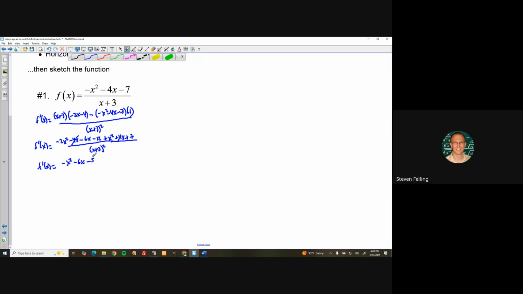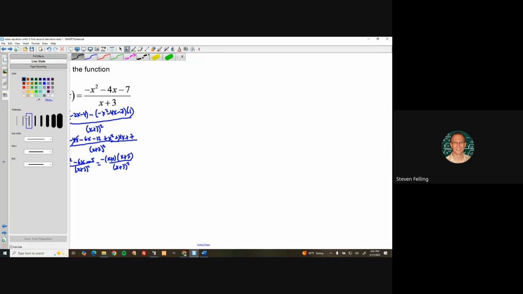Right? Make sure I don't introduce any problems here. Okay, and that's still over x plus 3 squared. Okay, that actually can be factored. We can take a negative out of the top and factor the resultant polynomial and get that this is negative x plus 1 times x plus 5 over x plus 3 squared. And I don't think we can make it any more compact than that. All right, so the goal is to figure out what the critical points would be. So let's do that.